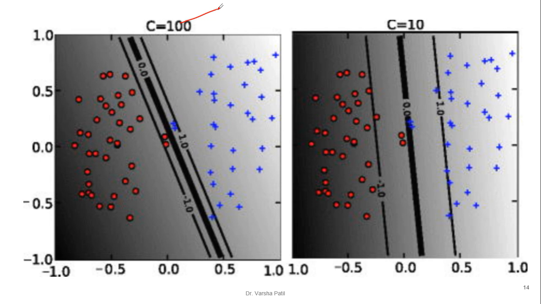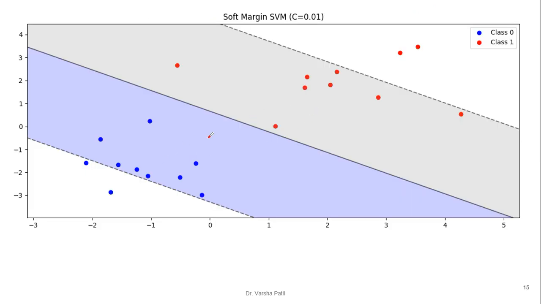See, when C is 100 and C is 10: when C is 10, we are getting a wide margin, and here some points come in front of the support vector, so they are misclassified. Here these 2 points will come. But when C is large, at that time the boundary becomes very small. So in future it may happen that even if some of the points change, they will be misclassified. Now see, this is the Python programming output.